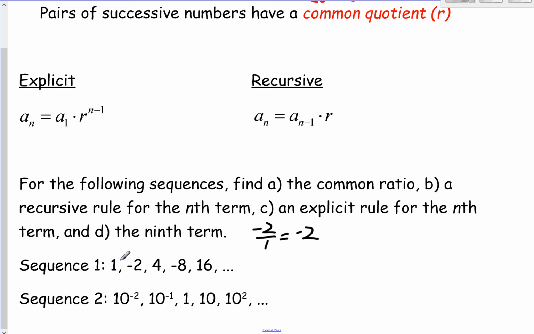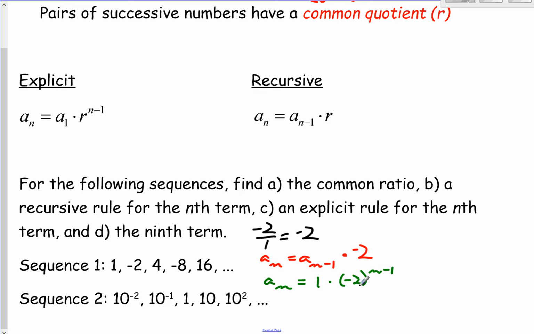And I can check to see then, well, 1 times negative 2 is negative 2. Negative 2 times negative 2 is 4. 4 times negative 2 is negative 8. And so that does work. So then, recursively, each term would be the previous term times negative 2. Or if I wanted to do this explicitly, that would be my first term, which is 1, times negative 2 to the n minus first power.